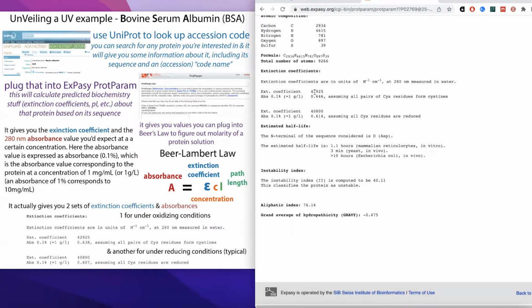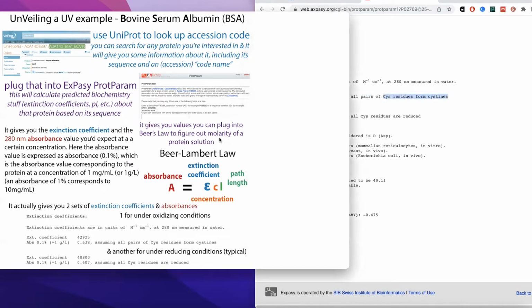So this is saying that if you're reading an absorption of 0.646, this is going to correspond to your protein being at a concentration of 1 gram per liter. So say you had 0.323, then you would have half a gram per liter, et cetera, et cetera. But this is assuming that all the pairs of cysteine residues form cystines, and this is probably not likely what's actually the case in your case, because typically you're using reducing conditions.